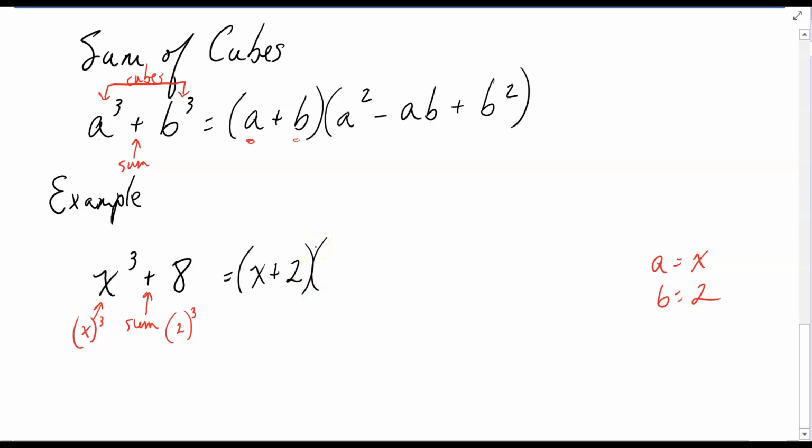And now this is the trickier part. We want to put in a squared. A is x, so it needs to be squared. That is x squared. And then we want to subtract, watch the signs in this one, a times b, that'd be x times 2, 2x, plus b squared. B is 2, and when you square it, that's 4.